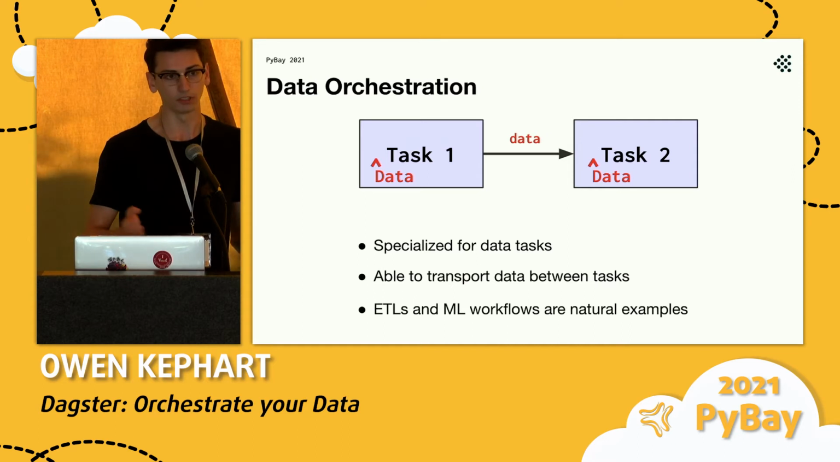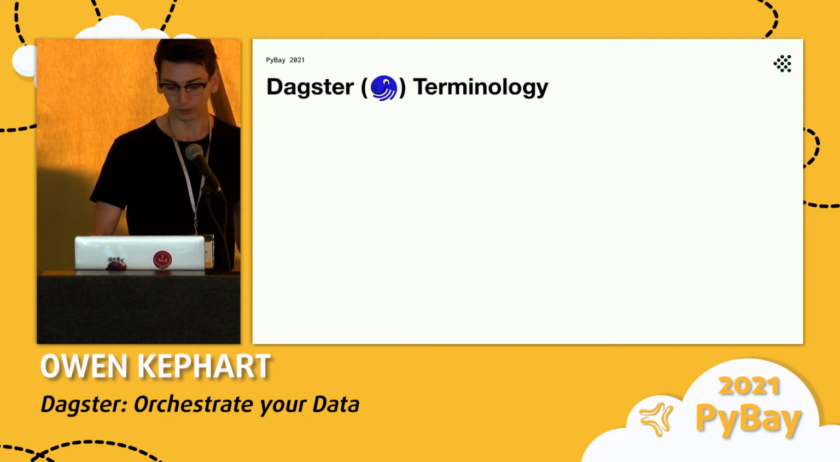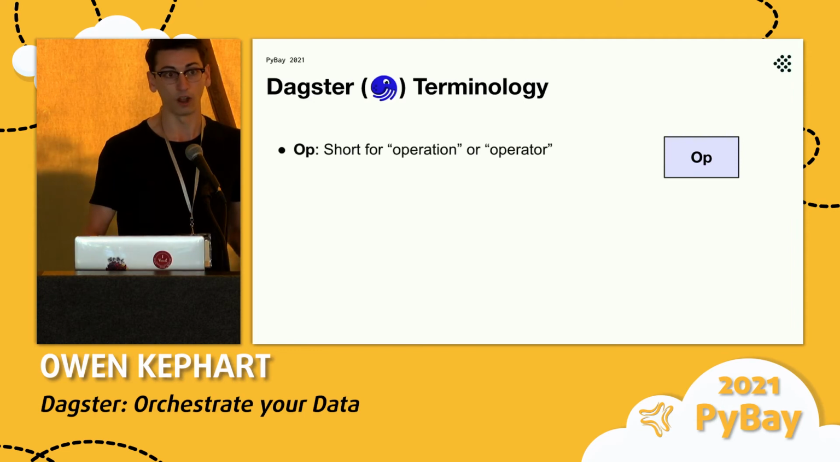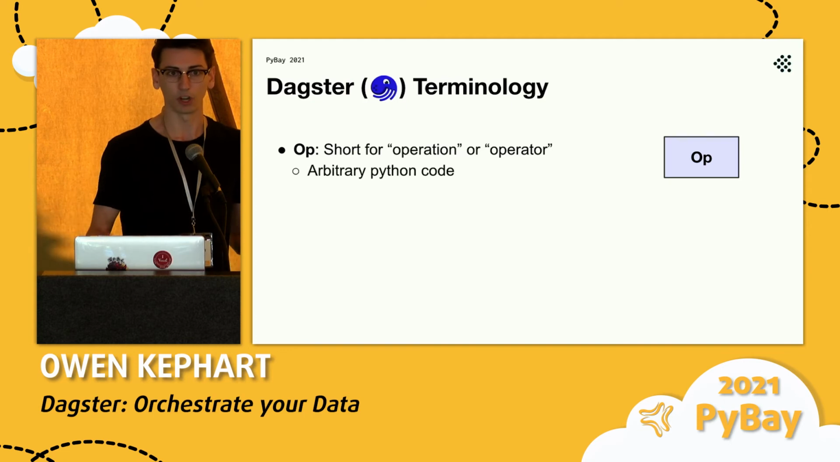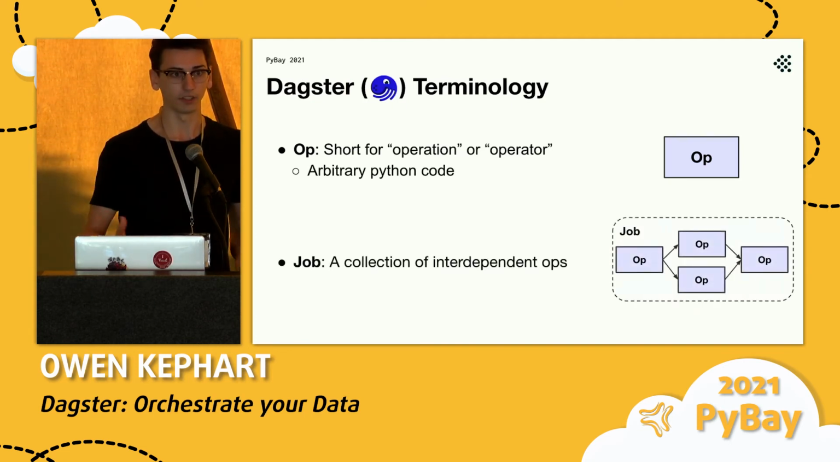Some natural examples, ETLs and ML workflows often really fit into this pattern where you're transforming data and pushing it along a pipeline and transforming it at every step. Before I get into some code, some Dagster-specific terminology for our framework, we have a concept of an op. It's short for operator or operation. It's basically analogous to a data task. Inside an op is just arbitrary Python code, whatever you want. Once you connect ops together, connect their inputs and outputs, you can create a job. And that's a workflow that you might want to execute, either on a schedule, manually, et cetera.